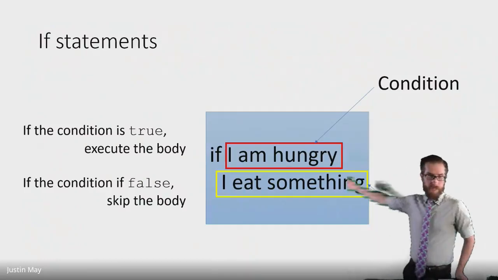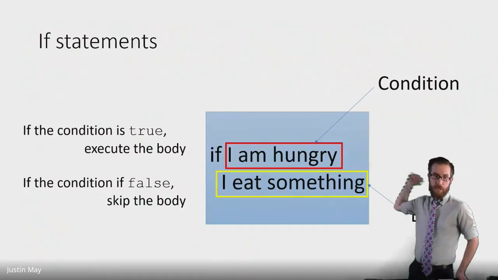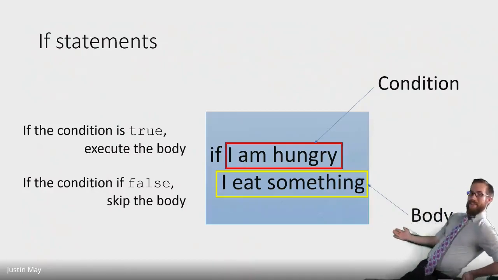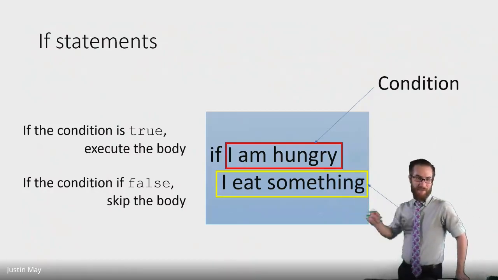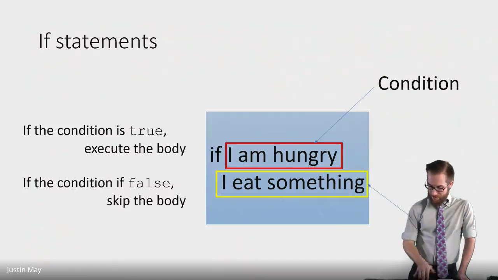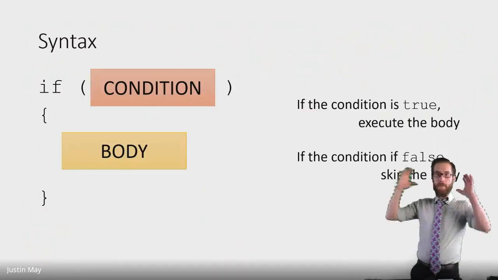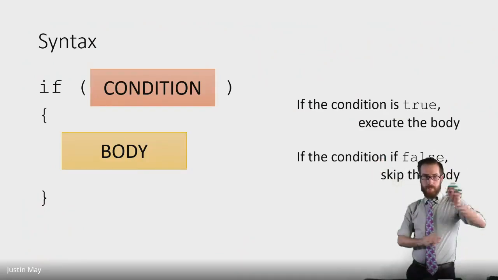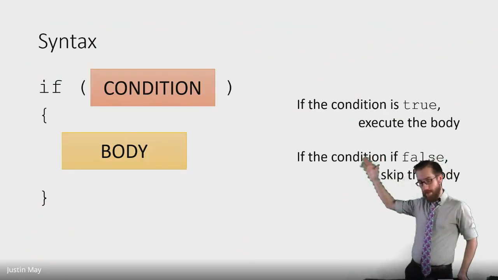So we call this the condition. So if some condition, then do what's in the body. Then we have a body. So we have the condition and the body, and this is our syntax. So if, parentheses, some condition, curly braces, some body, and the body can be multiple lines of code.